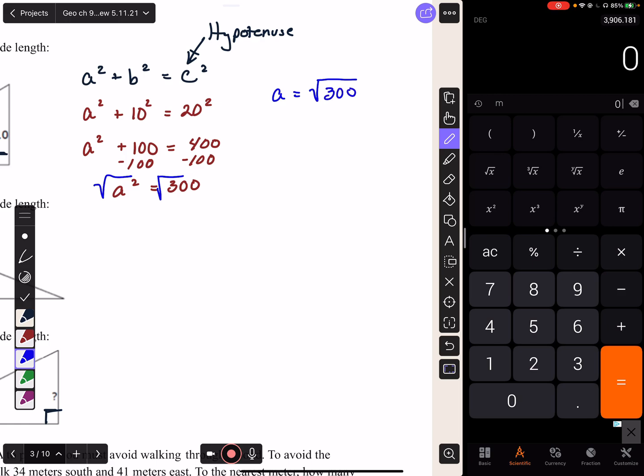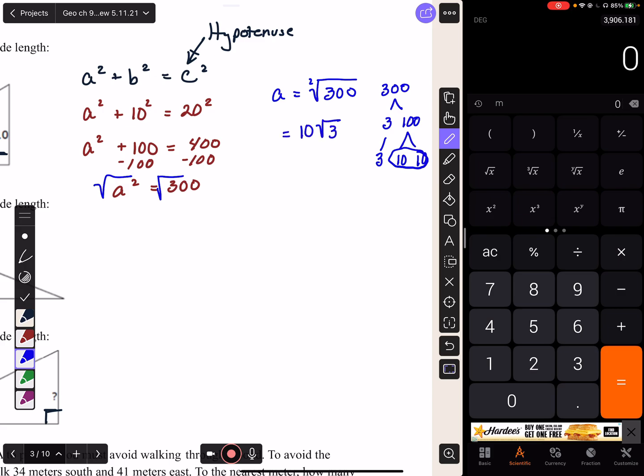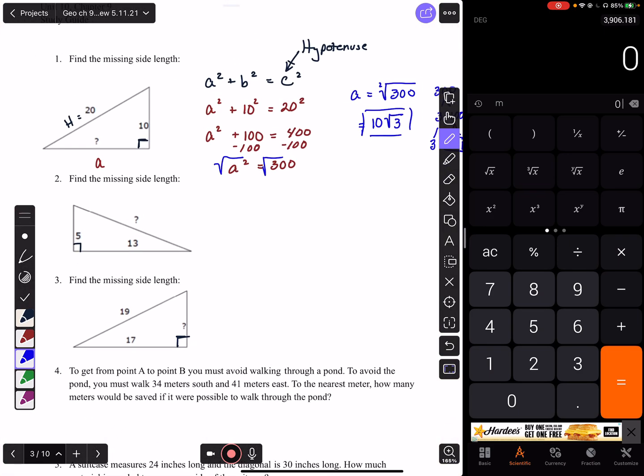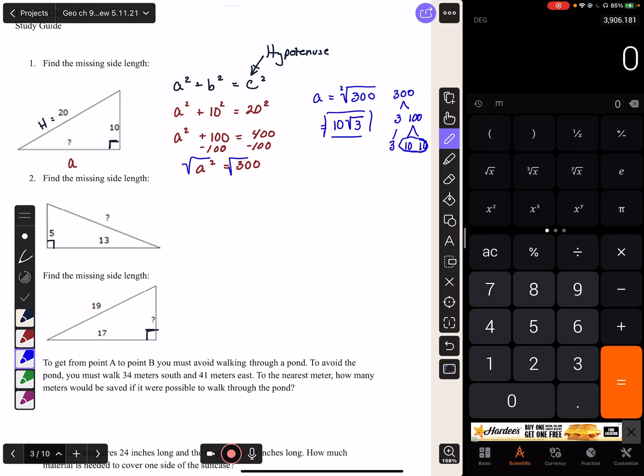This is something we did early on in this chapter where we talked about taking that 300 and starting to factor it. It's 3 times 100, and that's 3 times 10 times 10, and I'm going to stop there because, see, I've got two of a kind. Remember, this is a square root, so it's saying, what do you have two of a kind of? I got 10, two of those, and then that 3 has to stay inside the radical. So that is how long side A there is, the missing side, 10 root 3.